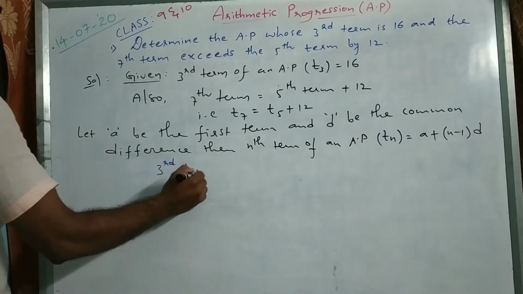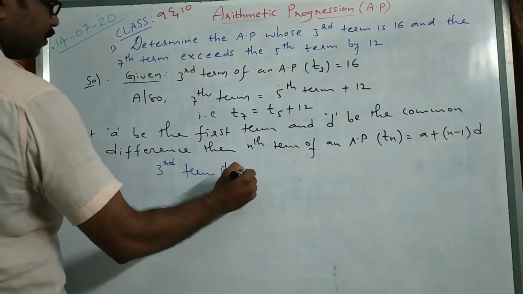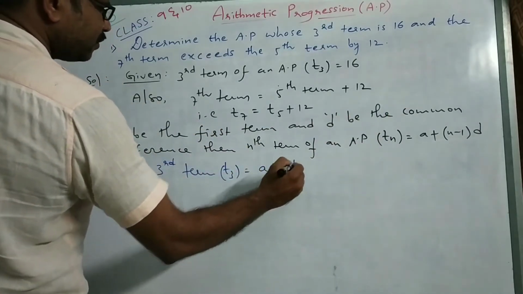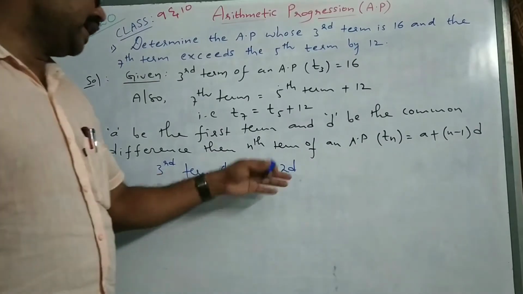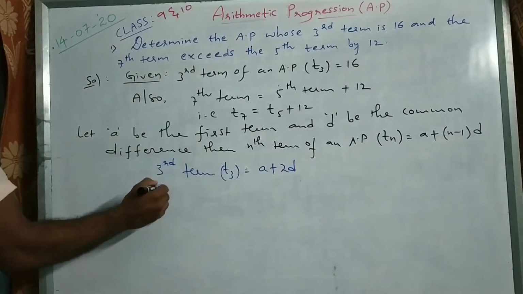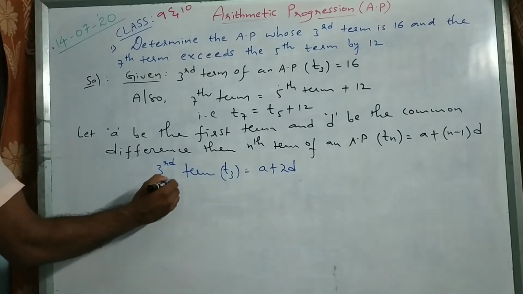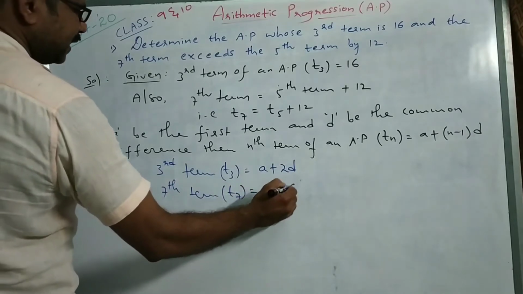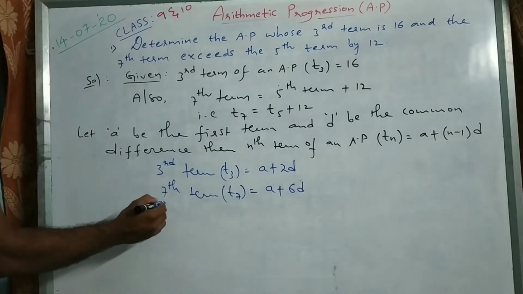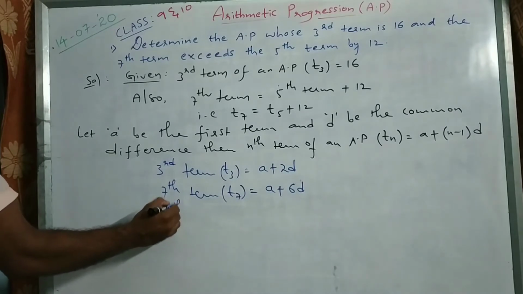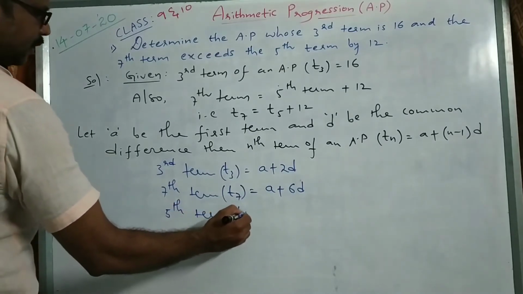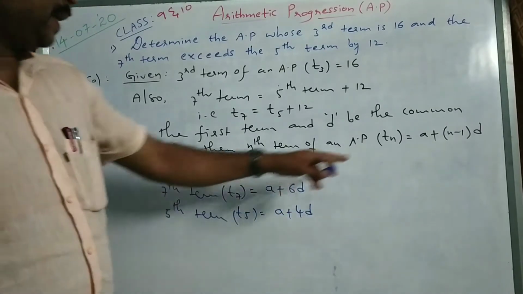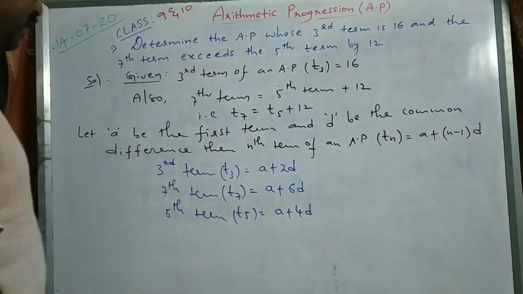Third term T3 equal to a plus 3 minus 1, that means 2d. Reduce 1. Third term I want, so a plus 2d. What is the seventh term? T7 equal to a plus 6d. Reduce 1. Similarly, the fifth term. What is the fifth term? T5 equal to a plus 4d, because a plus 5 minus 1 means 4d.